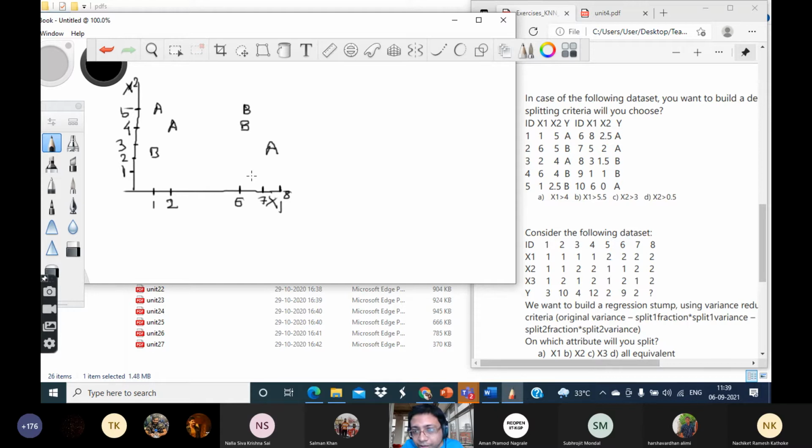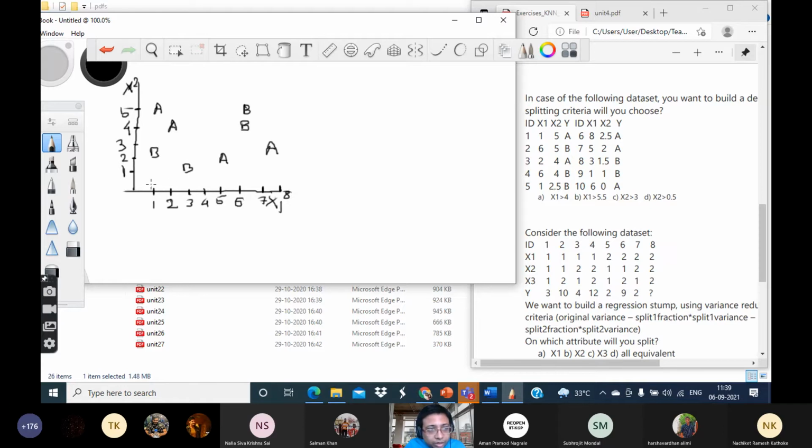Next, the seventh point is 5, 2. Here is 5, here is 2, and the label is A. Eighth point, 3, 1.5. Here is 3, and here is 1.5, and label is B. So I write B here.